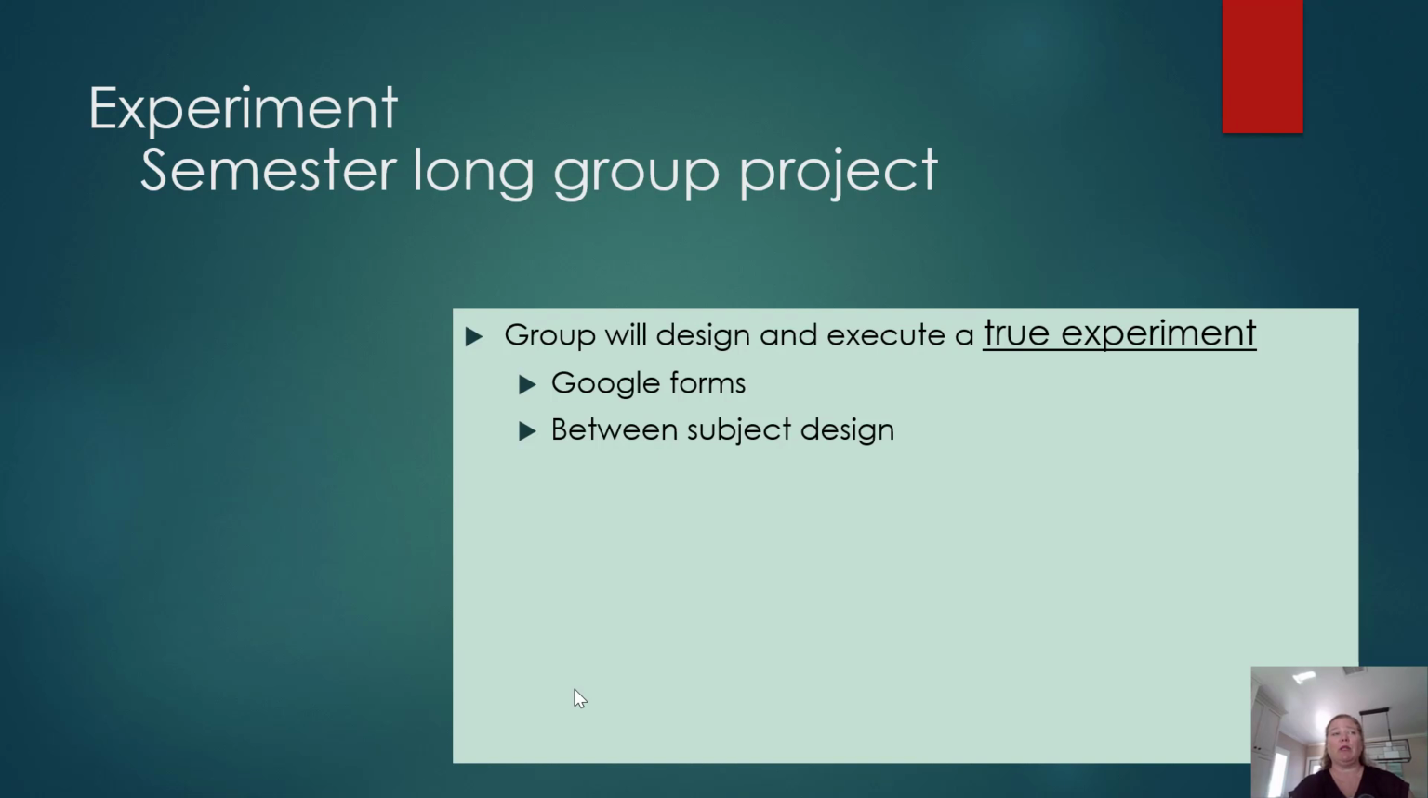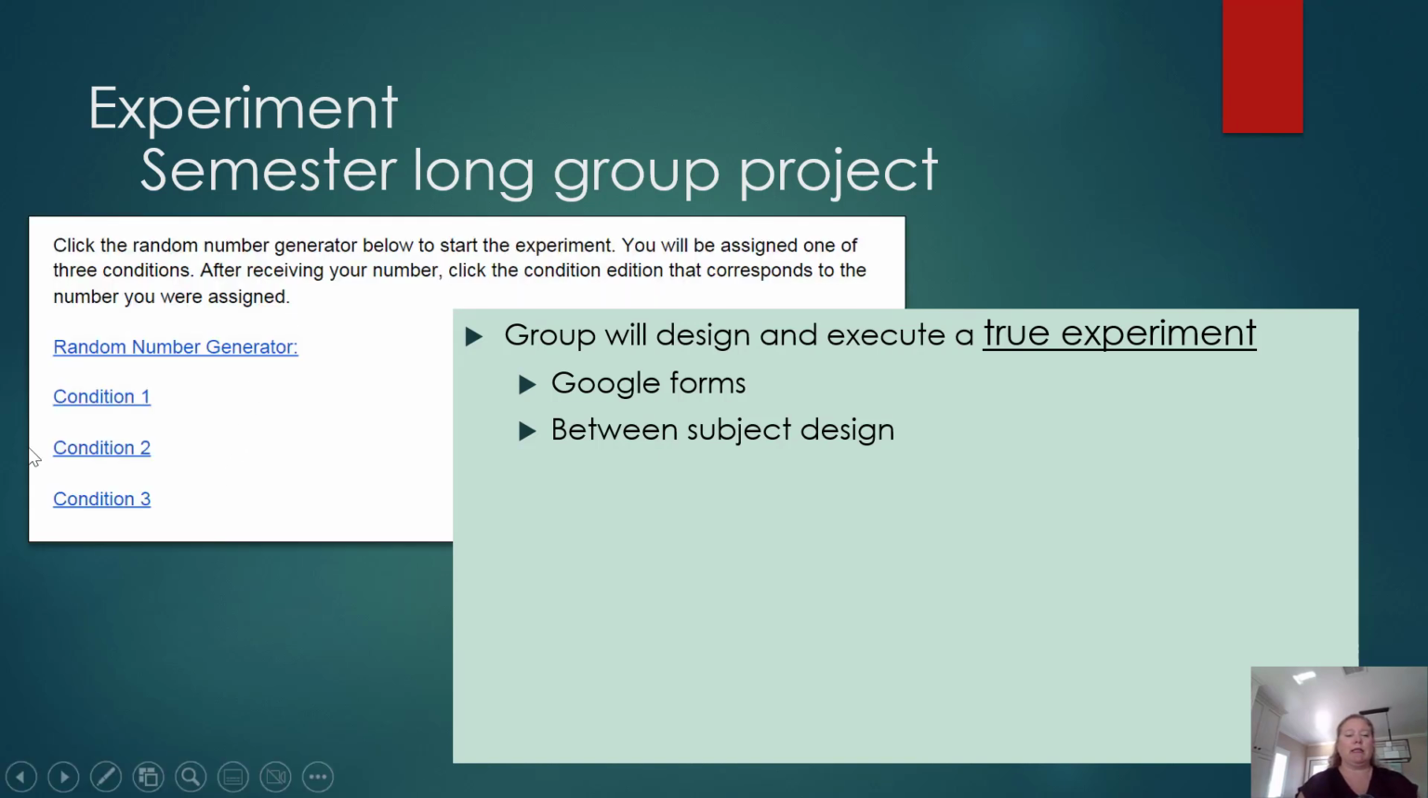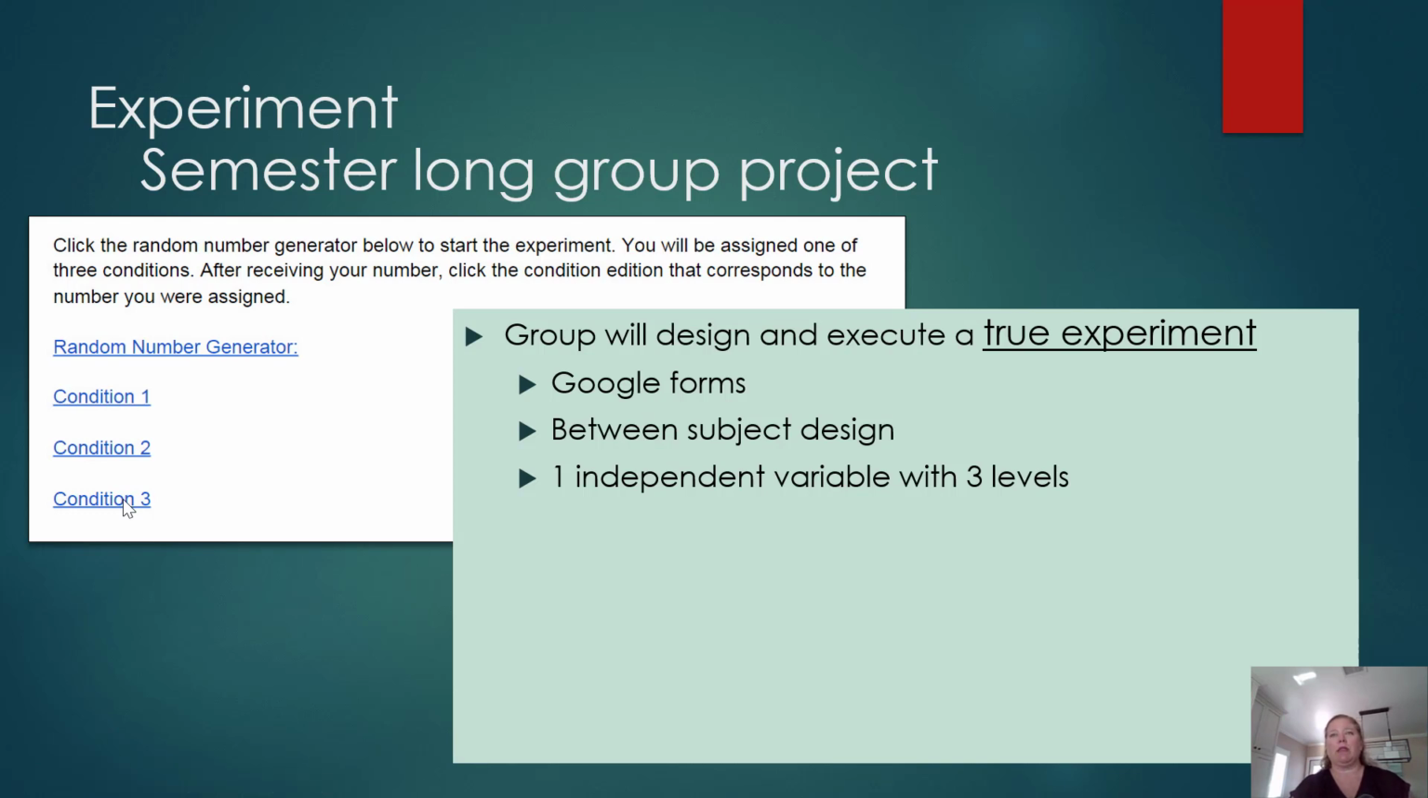And again, if you don't know what that means, we'll learn about that in the first few weeks of the semester. And basically, this is what your final experiment is going to look like for me: you're going to have a link to a random number generator and then a link to 3 different conditions, because all of your experiments will have one independent variable with 3 levels or 3 different conditions. So again, if you're not quite sure what that means yet, you will by the time we get there, as long as you are applying yourself, reading through the module pages, watching the videos, and understanding the information provided to you.